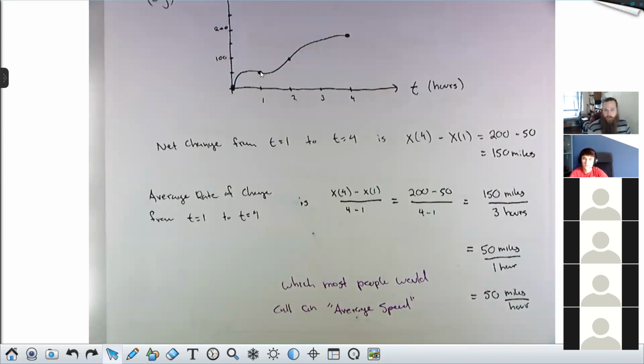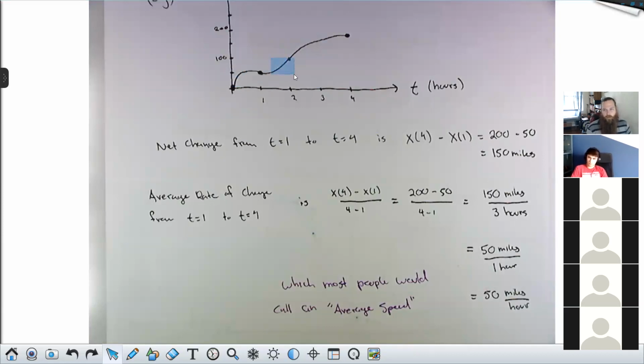It looks like we stop here for a second. You see over this time interval, my distance doesn't change. I stay at like 50 miles from my house for pretty much this whole little time interval here. If my distance isn't changing, that means I'm not moving. So I'm actually going either very slow or I'm not moving at all over this little time interval.